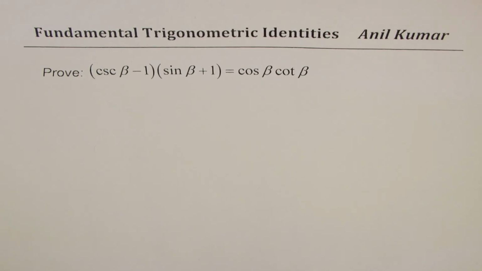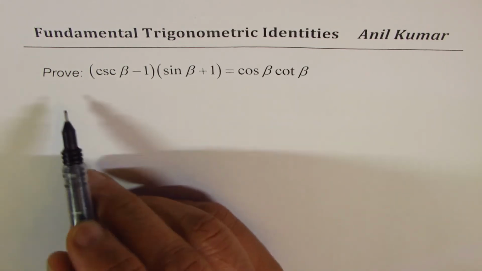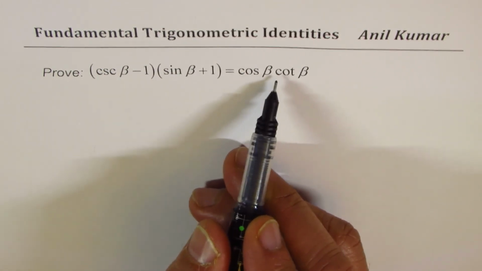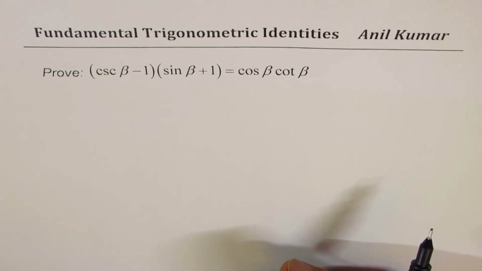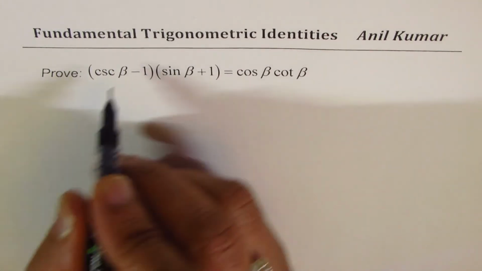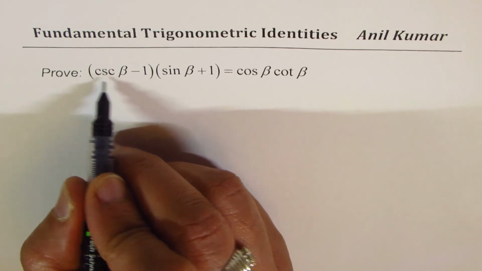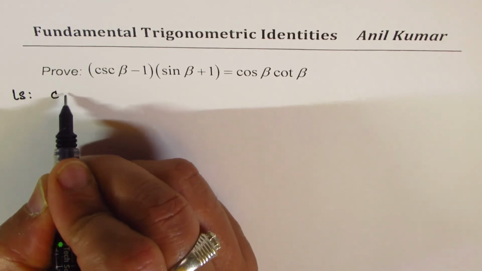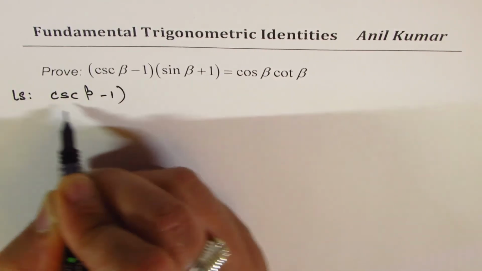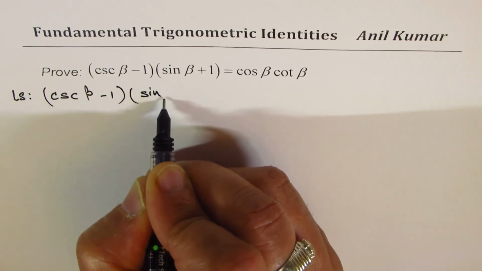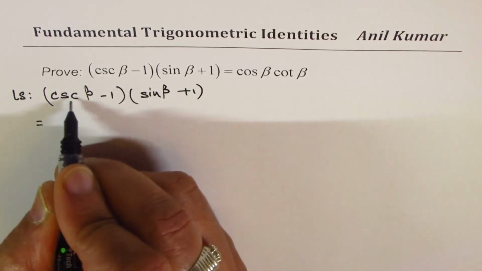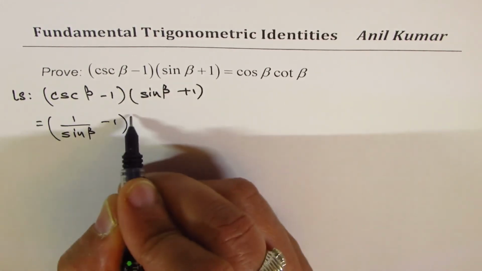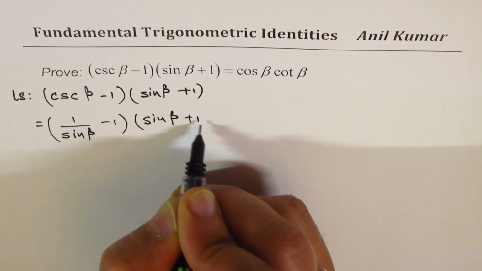Now here is another very interesting identity. We have to prove cosecant beta minus 1 times sine beta plus 1 is cos beta cot beta. Now in this, let us write the terms in sine. Cosecant is 1 over sine, reciprocal identity, right? So we'll begin with the left side, which is cosecant beta minus 1 times sine beta plus 1. Cosecant beta can be written as 1 over sine beta, we have minus 1 here, times sine beta plus 1.